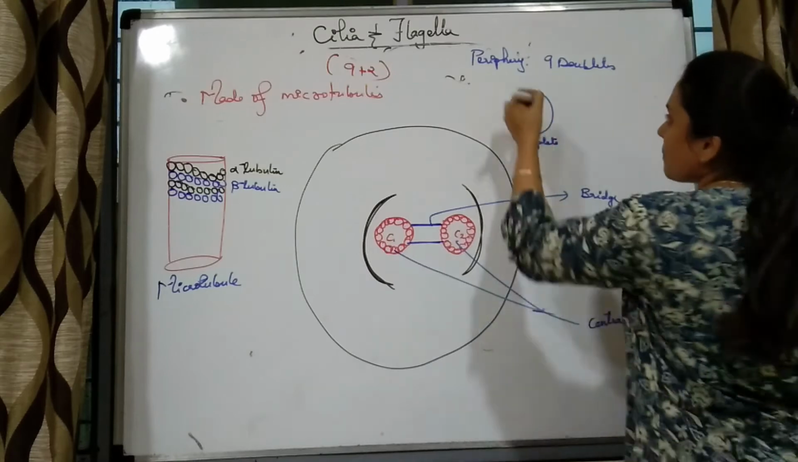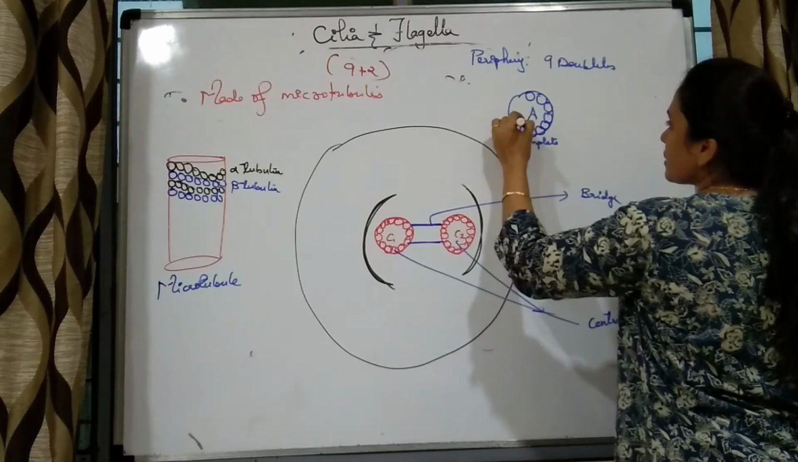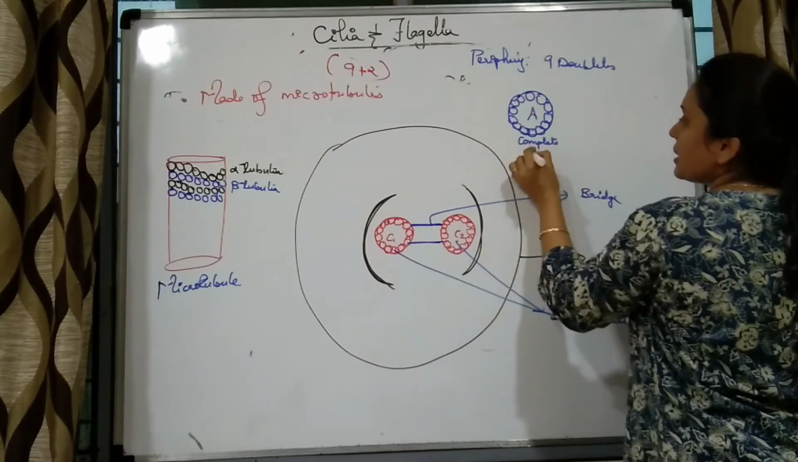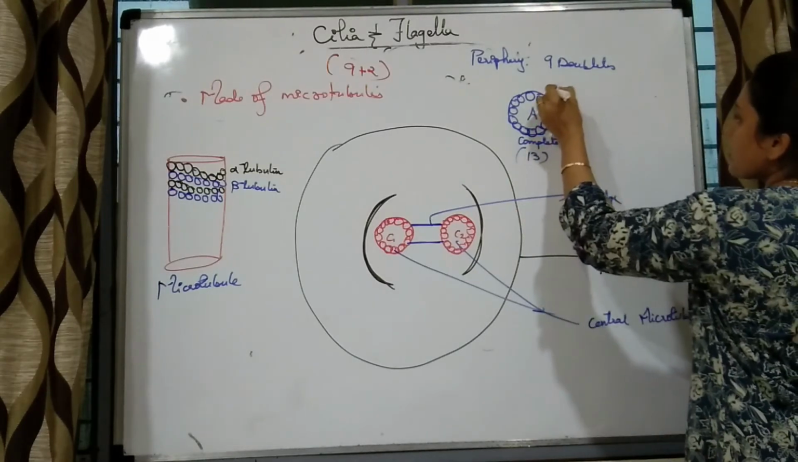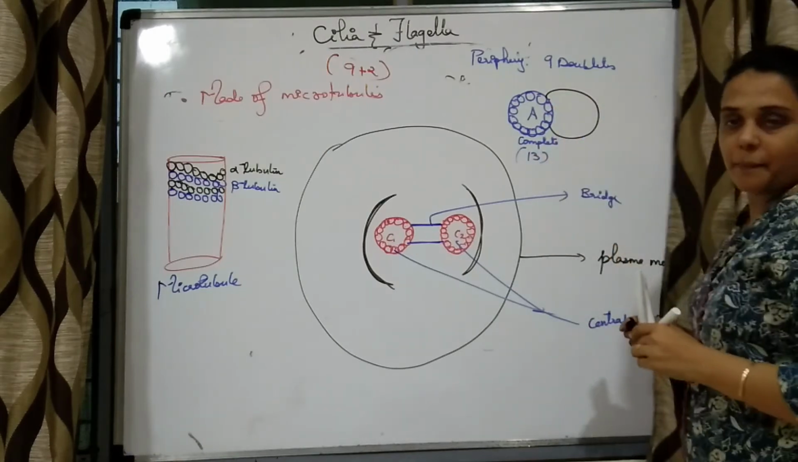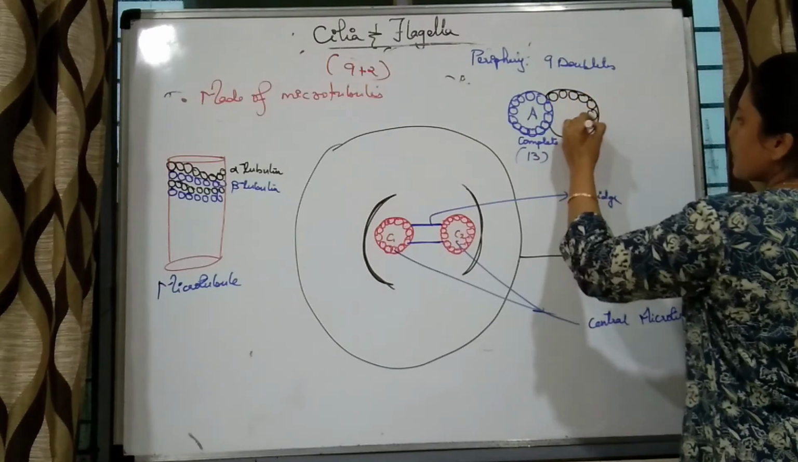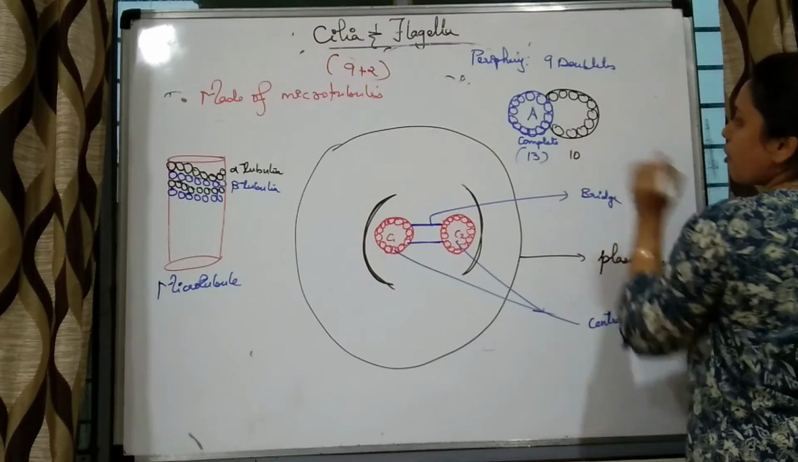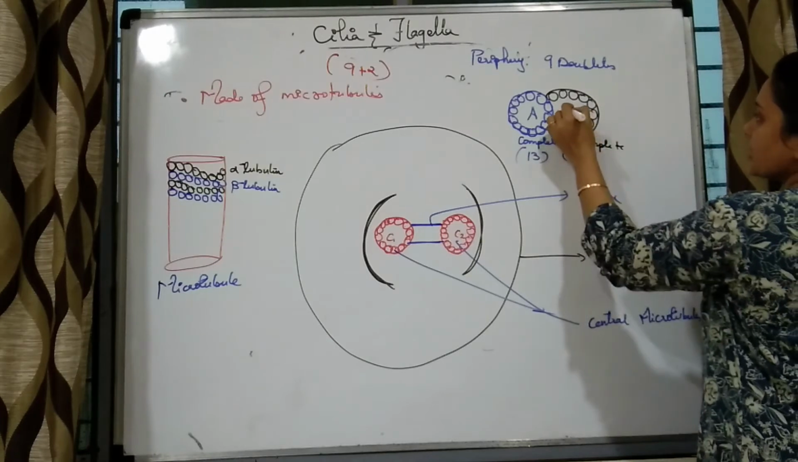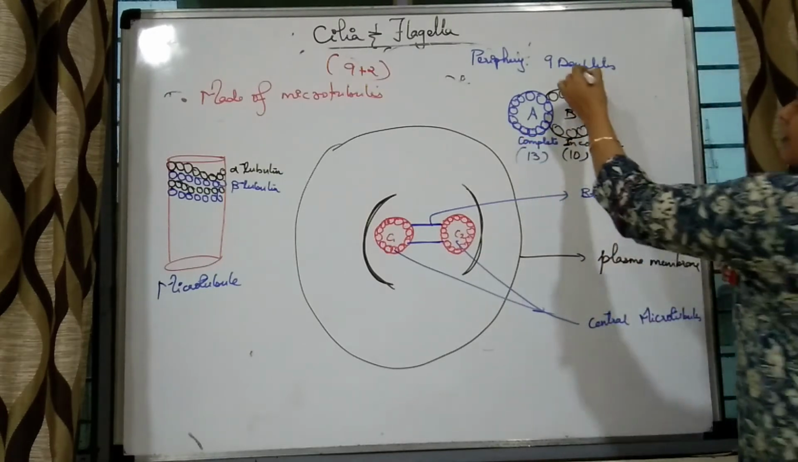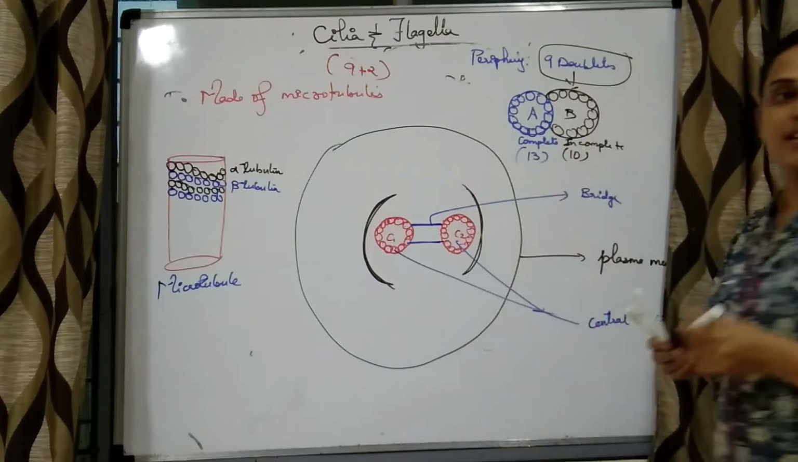And why is it called complete? Because it is made up of 13 subunits. Whereas the B tubule, this is the B tubule, is incomplete. Why? Because it is made up of 10 subunits. This B is incomplete, right? So, this is a doublet. This is a doublet. 9 such doublets are present in the periphery.